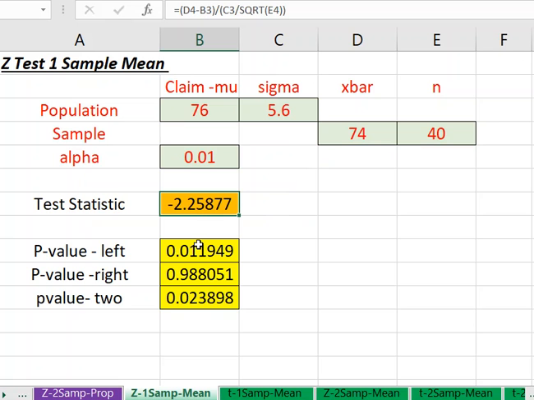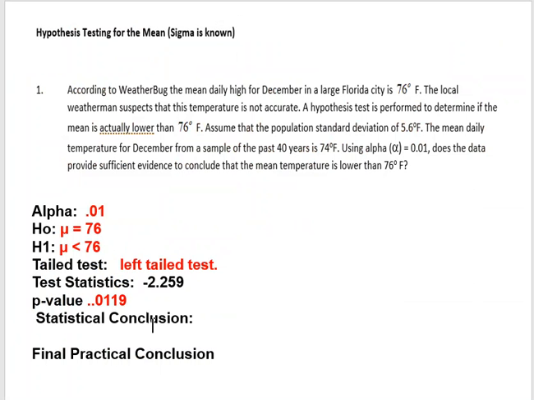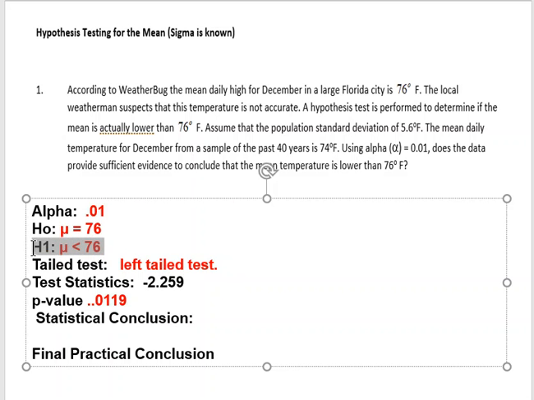My p-value, since this is a left tail test, because the alternative hypothesis is less than, I use the p-value from the left tail, and then I state my statistical conclusion. I look at the p-value, it's 0.0119, the alpha is 0.01. Well, 0.0119 is greater than the alpha, not by a lot, but it's greater. Therefore, I will fail to reject the null hypothesis.